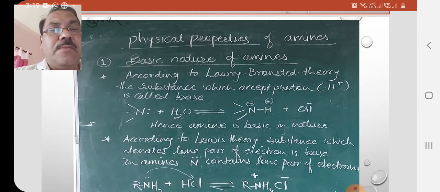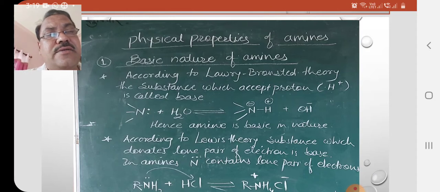You can see in the example, when amines are reacted with water, the amines accept H plus ion or proton from water, and therefore nitrogen carries negative charge and hydrogen carries positive charge. As amines accept proton, they are basic in nature.